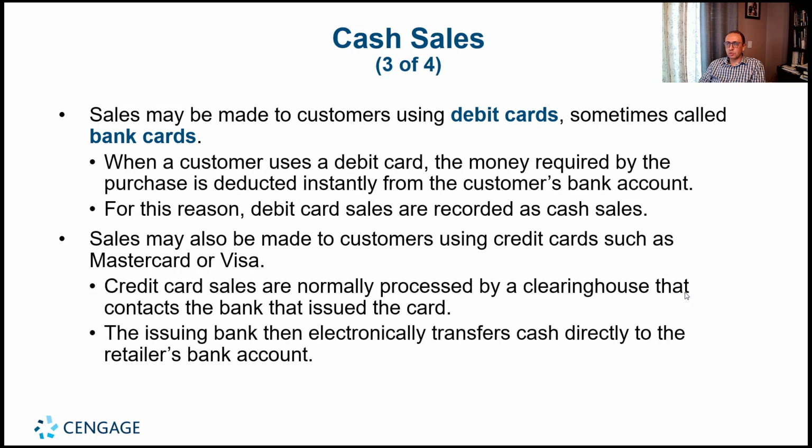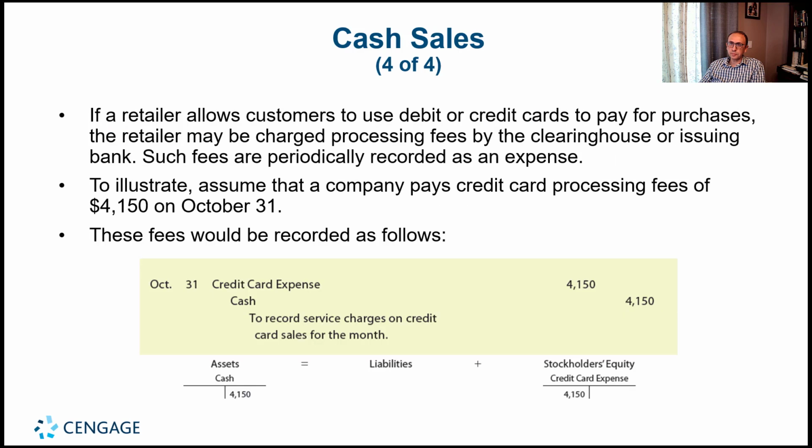So credit card sales are normally processed by a clearinghouse that contacts the bank that issued the card. The issuing bank then electronically transfers cash directly to the retailer's bank account. If a retailer allows customers to use debit or credit cards to pay for purchases, the retailer may be charged processing fees by the clearinghouse or issuing bank. Such fees are periodically recorded as an expense.